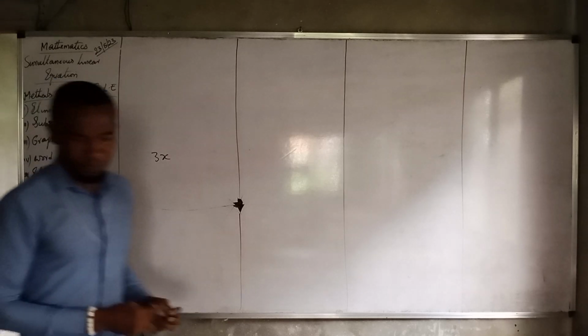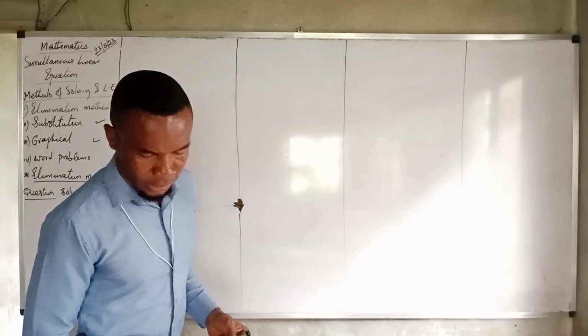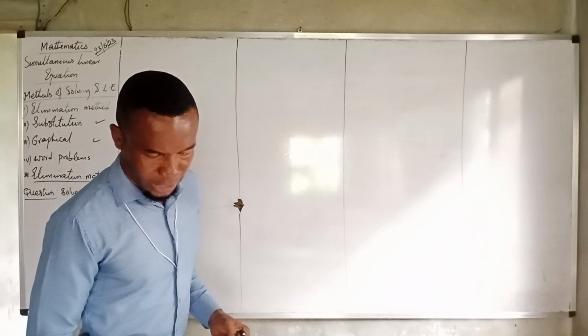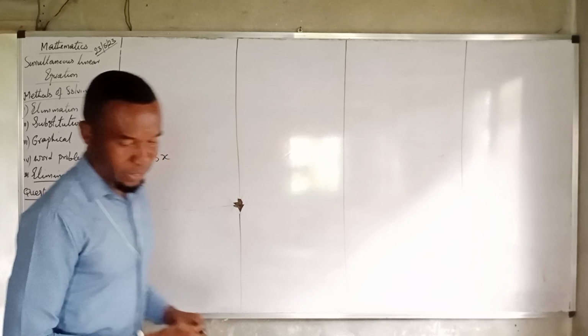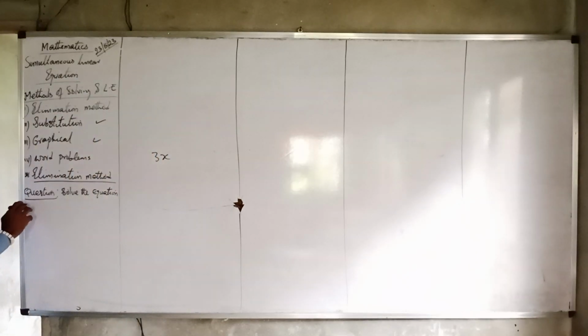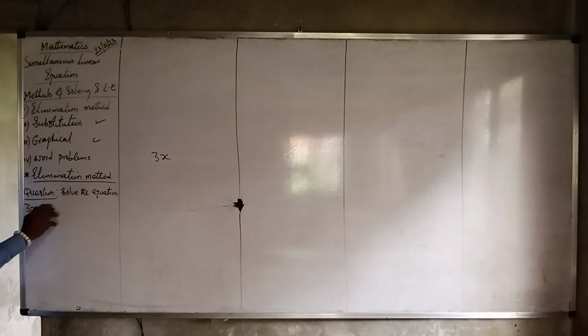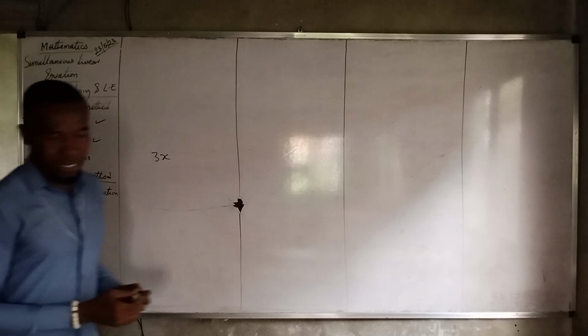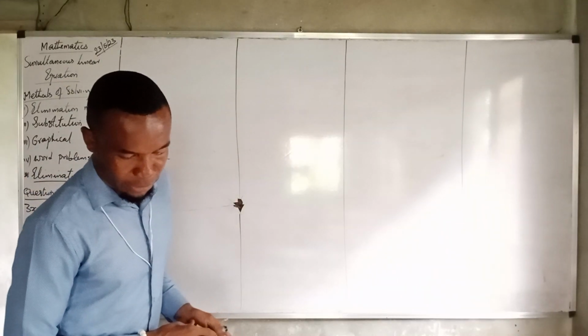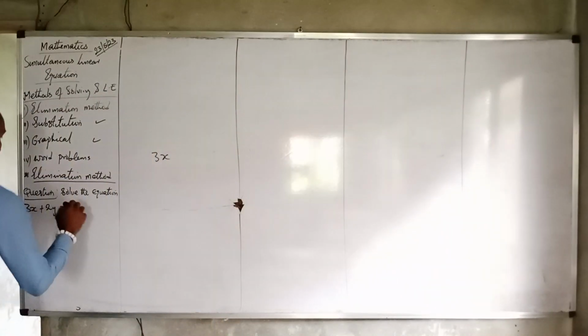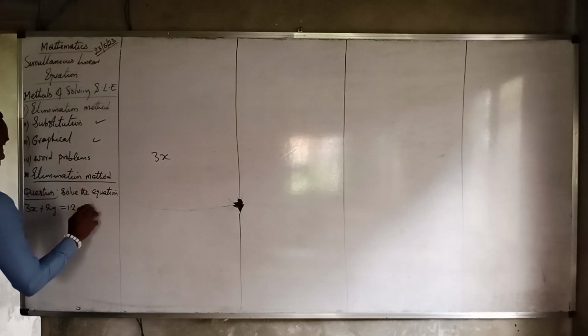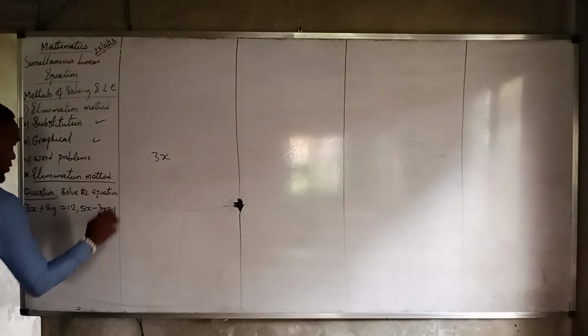Right. Solve the equation, or the question. We have here 3x plus 2y equals 12, and the other one is 5x minus 3y equals 1.